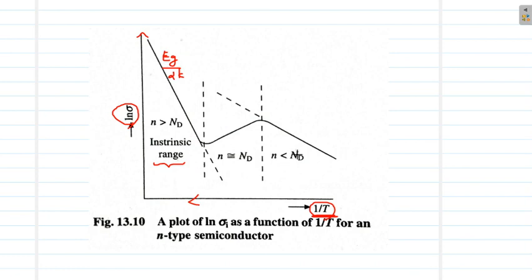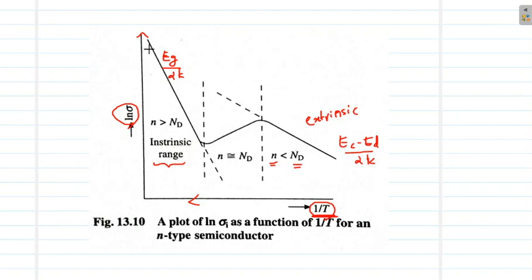Here in this picture, this is the extrinsic range. Here you can see it is a straight line, log sigma versus 1 by T at low temperature, in the extrinsic range, where the intrinsic carrier concentration is very small compared to ND. Here a straight line is obtained, and its slope will be (EC minus ED) by 2K. So you can see the slope is slightly lower than in the intrinsic range. There EG by 2K is the slope, and EG is very high. Here (EC minus ED) by 2K is the slope. So the slope is less. So this is how temperature will affect the conductivity.